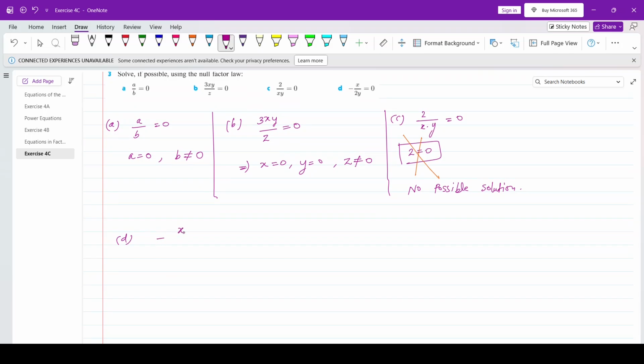And d, that is negative x divided by 2y, is equal to 0. Now here x has to be 0 and y has to be not equal to 0, and this is the answer. That's it for this exercise. I'll see you in the next one.